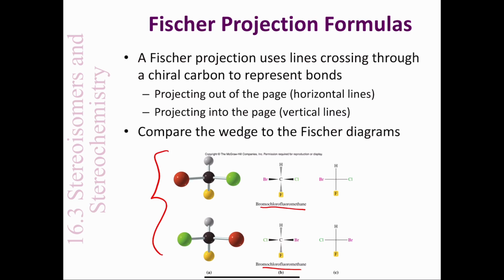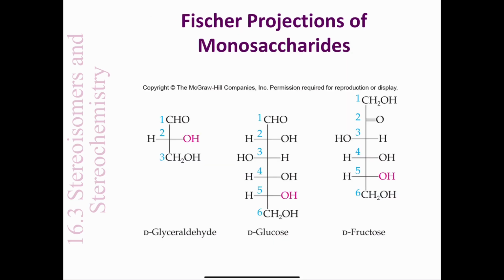And you can see that the bromine and the chlorine are coming out towards you, right? And those are the horizontal bonds in the Fischer projection. And you can see that the vertical bonds are going back into the page because these are both on dashes. When we use Fischer projections for sugars, the aldehyde in the aldose, or the ketone group in a ketose, or the most oxidized carbon is always represented at the top. And here are three Fischer projections of some common monosaccharides. We have D-glyceraldehyde, D-glucose, and D-fructose.